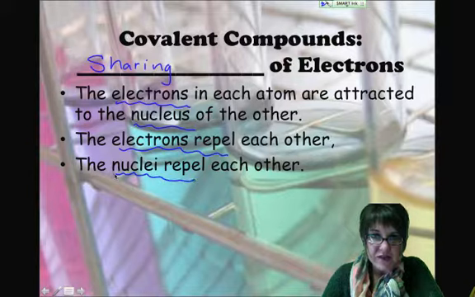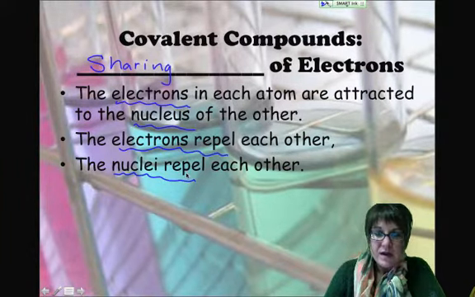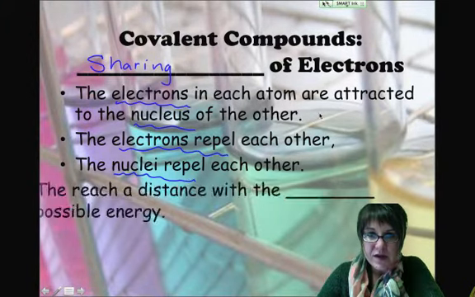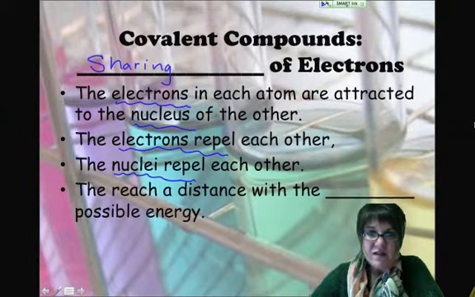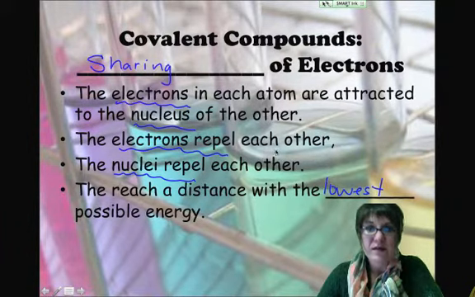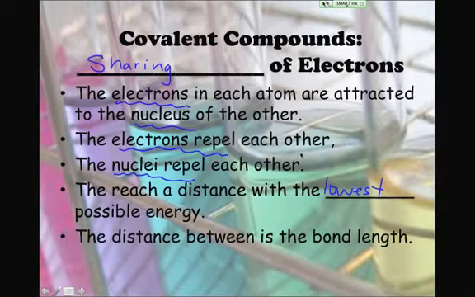If the nuclei get too close, they push away. But the electrons on one atom are still attracted to the nucleus on the other, so they're going to pull together only to a certain point. So they reach the exact distance that has the lowest possible energy. And that's called our bond length, when they get just to that right spot. They hit just the right balance. Again, that distance is called bond length.